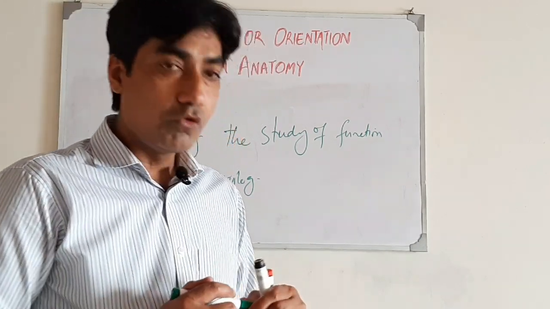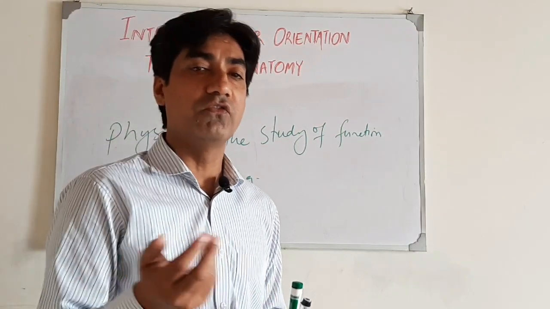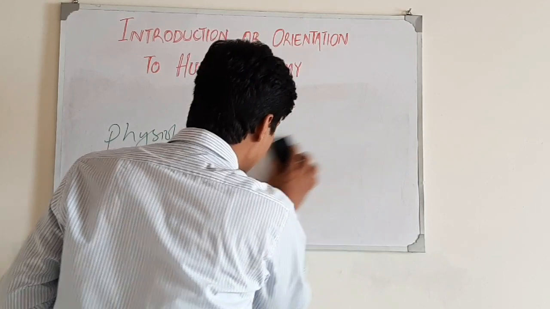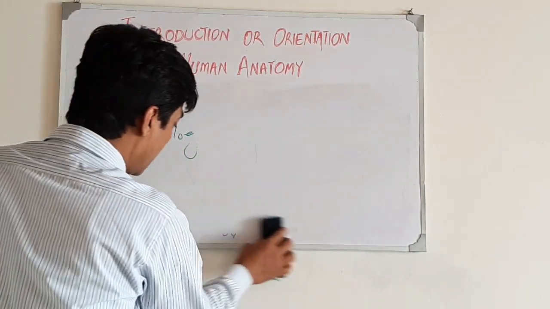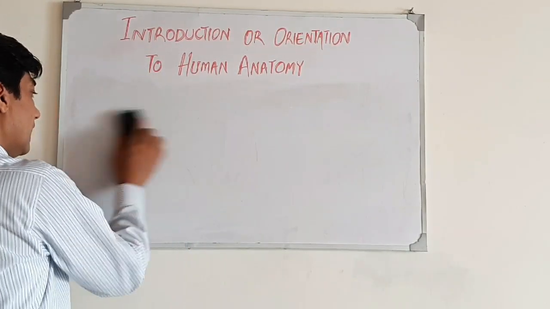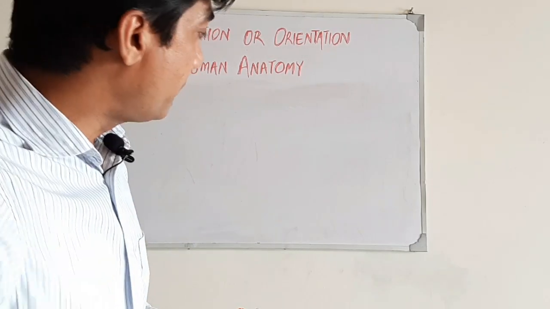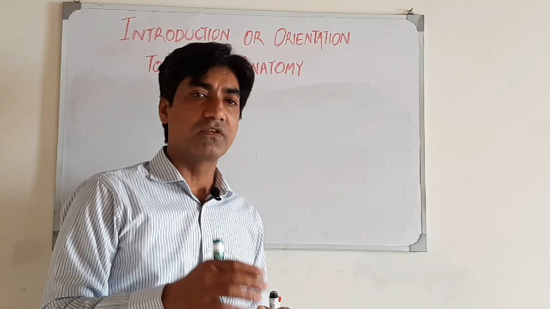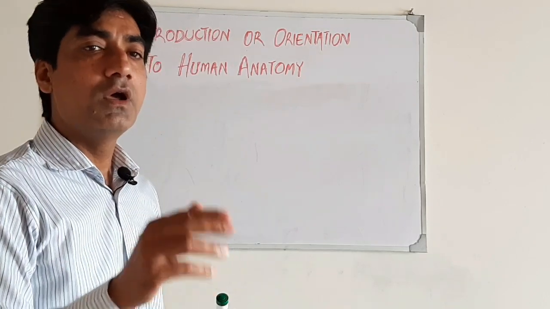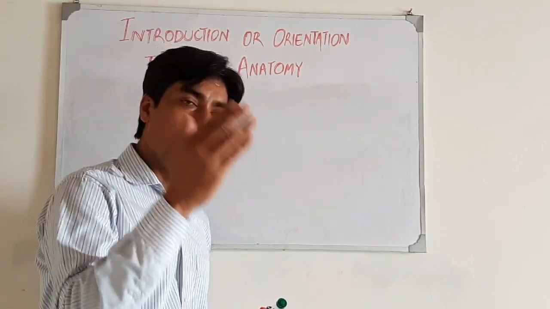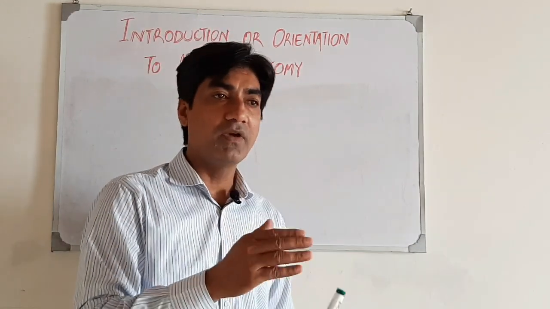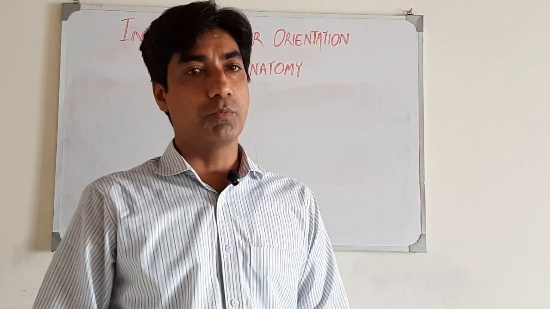So let's move towards the anatomical position. What is anatomical position? Anatomical position is used to describe the human anatomy in a proper way, to define a standard frame of reference. That's why we describe the human anatomy in a proper way, and that proper way should be in anatomical position.